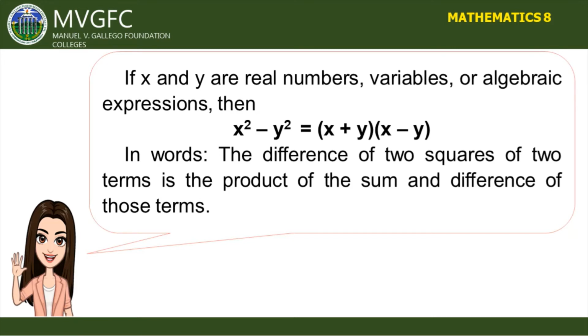Okay? So in other words, if x and y are real numbers, variables, or algebraic expressions, then x squared minus y squared is simply equal to the quantity x plus y multiplied by the quantity x minus y. Once again, in words, the difference of two squares is the product of the sum and difference of those terms.